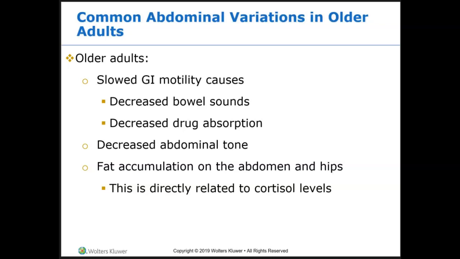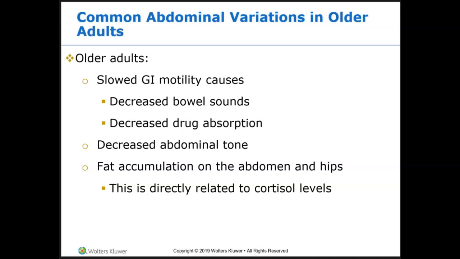Remember, everything slows down as we age, so GI motility, slowing down for digestion, you will have decreased bowel sounds. Remember, because digestion slows down, we're going to have decreased drug absorption, decreased abdominal tone, fat accumulation in the abdomen and hips. That's because of the increase in cortisol levels. We're going to be looking at all of these factors.